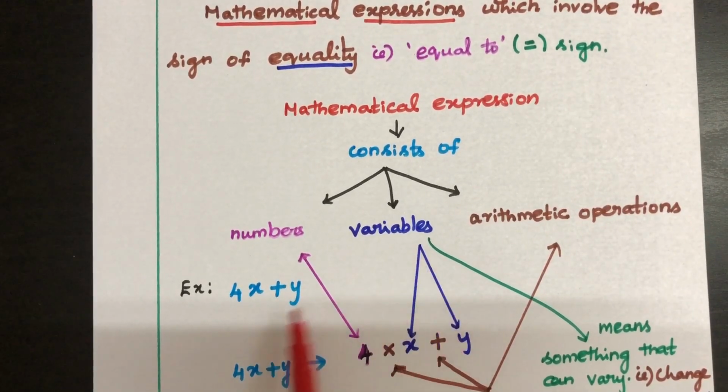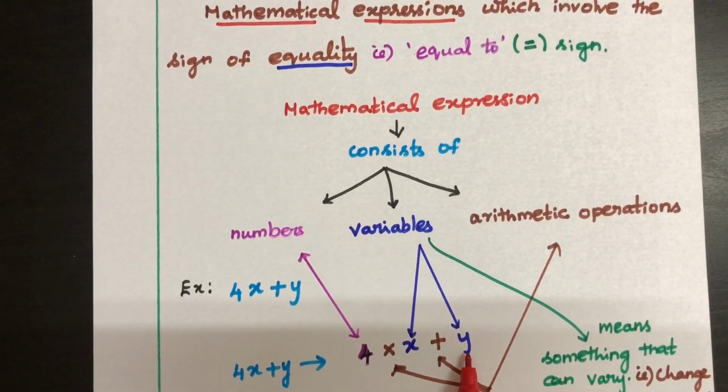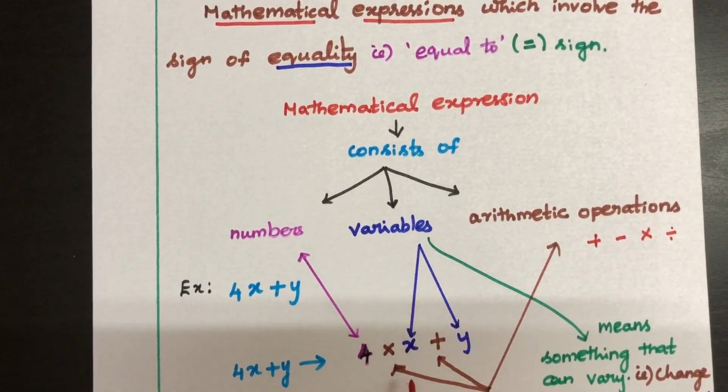What are variables? See, we are taking this as an example: 4x plus y. This is a mathematical expression. So here 4 is the number. Also, we are going to see what variables are. Variables are x and y. Now, what is a variable? Variable means something that can vary. That's why they give it the name variable. Something that can vary, that is, change. So, it takes on different numerical values.